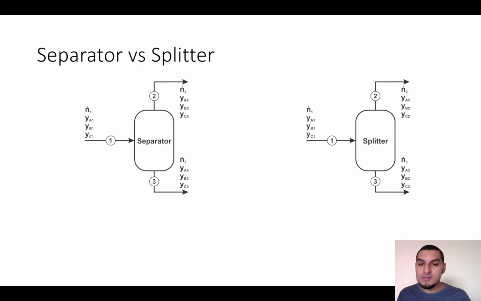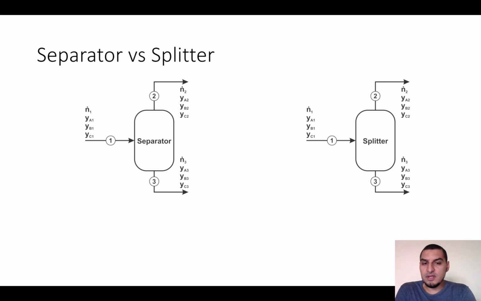To demonstrate the difference, we have these two diagrams. One to the left here where we have a separator, we have one stream in and two streams out, and the same here for the diagram to the right, we have one feed in and two product streams. We have the same three components in the three streams. So there is some difference between these two units, although they appear to be almost identical.